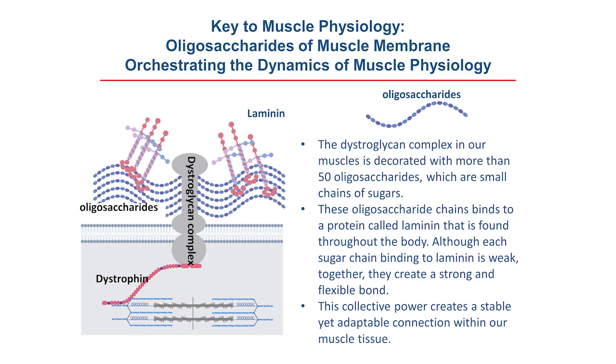The muscle surface dystroglycan complex connected to dystrophin inside the cells carries more than 50 unique oligosaccharides. These oligosaccharides are crucial as they bind to a cell matrix protein called laminin, an interaction fundamental for healthy muscle functioning. Interestingly, while each sugar chain binding to laminin is rather weak, they form a robust and flexible bond. This synergy creates a stable yet adaptable connection within muscle tissues, illustrating the power of unity in the biological structure.